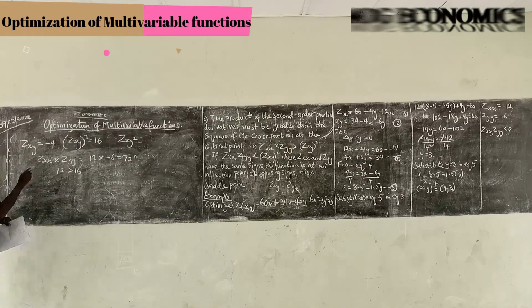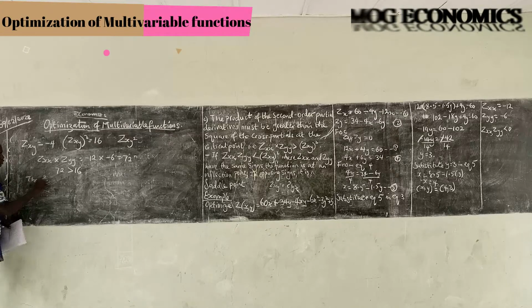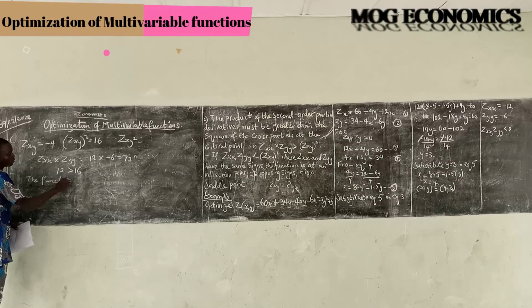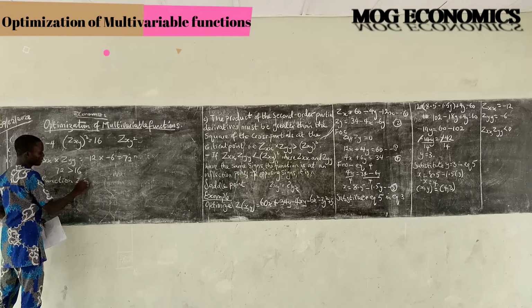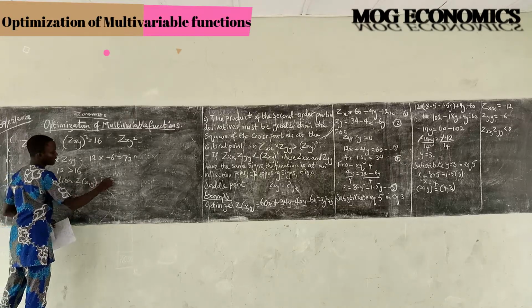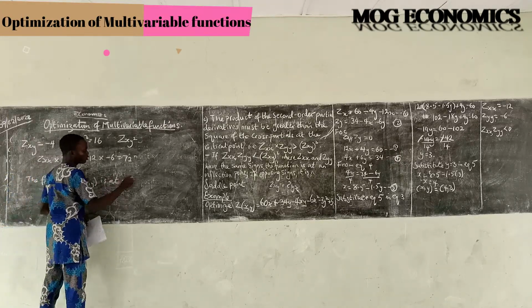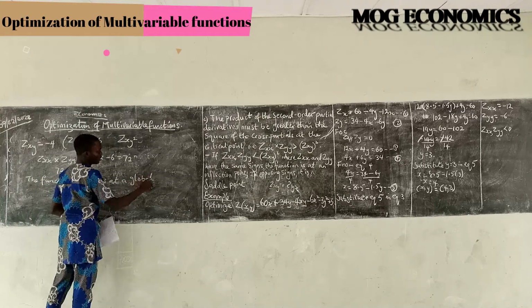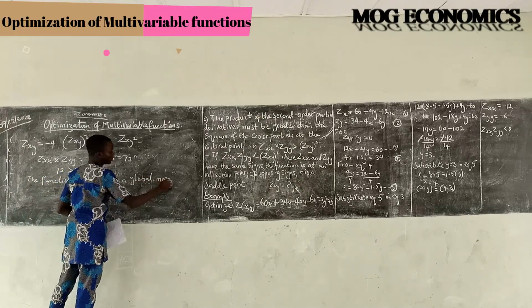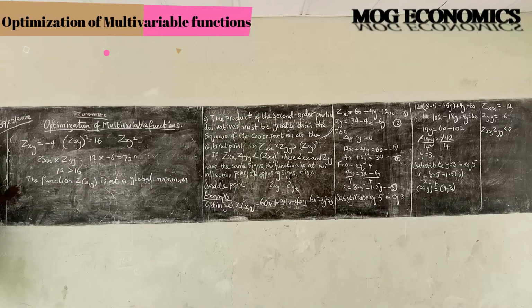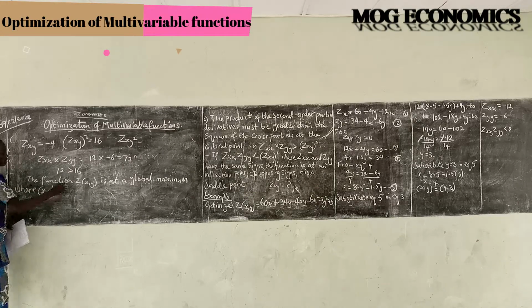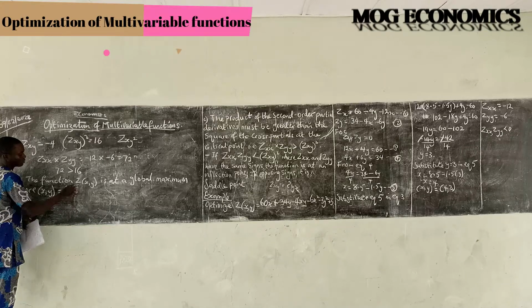Alright. So here, where the function is at a global maximum, Zxy is at a global maximum, right? And the global maximum is where x, y equals 4, 3.